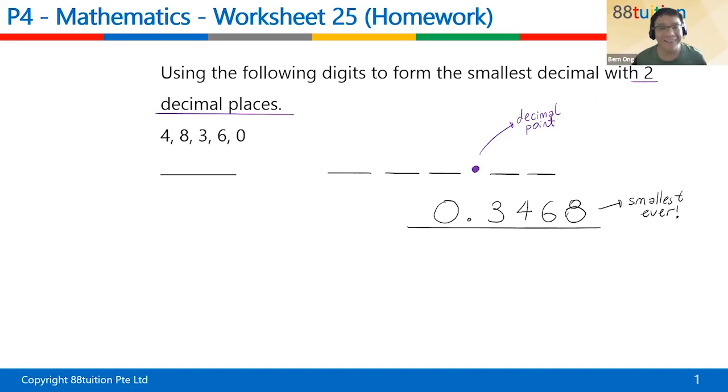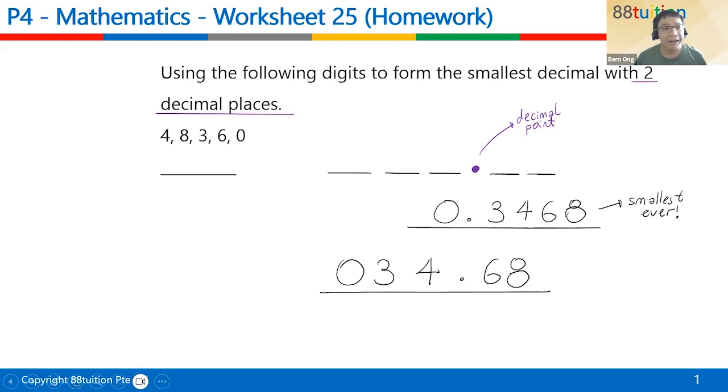Olivia is playing cheat. She put a 0 in front. Smart, it's a good idea, but you cannot play cheat. You cannot start off with a 0 in front.